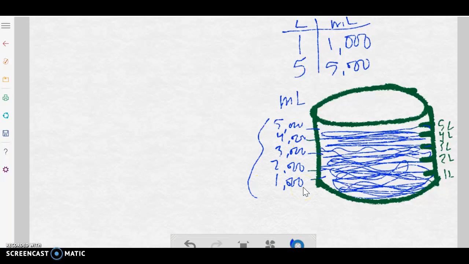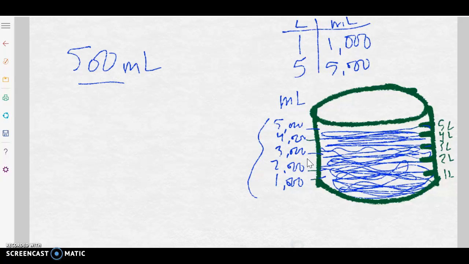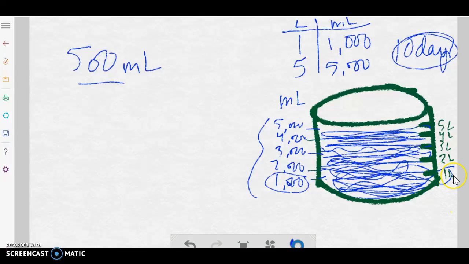Now, we know that the student is going to drink 500 milliliters. If I think about this, 500 is half of 1,000. So it's going to take the student 2 days to drink a full liter. So it's really 2, 4, 6, 8, 10 days. That's if you're just using the picture. 500 plus 500 is 1 liter, so that's 2 days. 2, 4, 6, 8, 10. Hope you see that. So there's 10 days, just using the image.